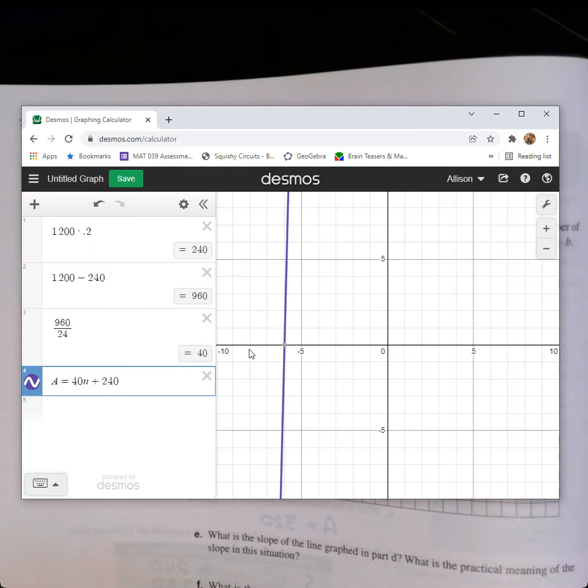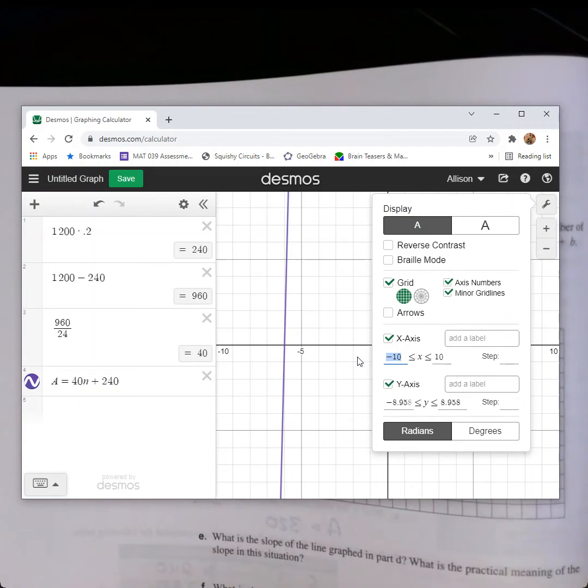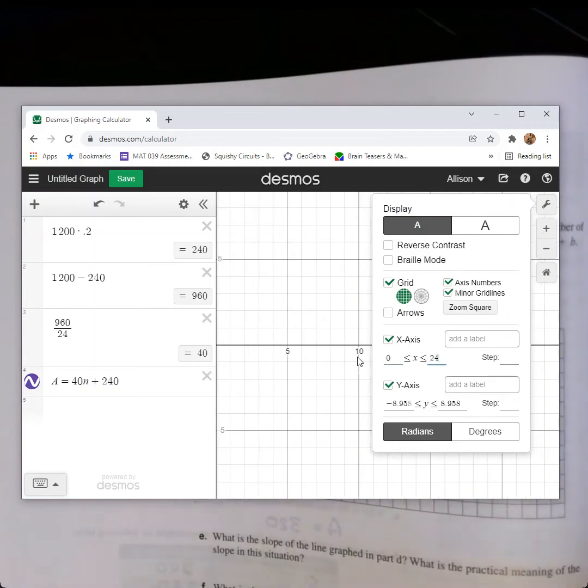It does say in the book that we want to graph this for n values between 0 and 24. So if I manually rescale, I'm going to use my graph settings. I'm going to change the n, which is the independent or x variable, from 0 to 24.